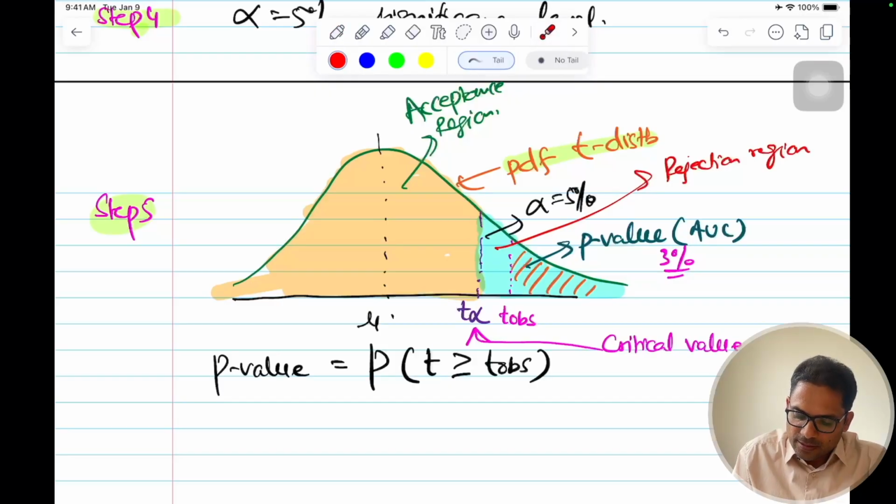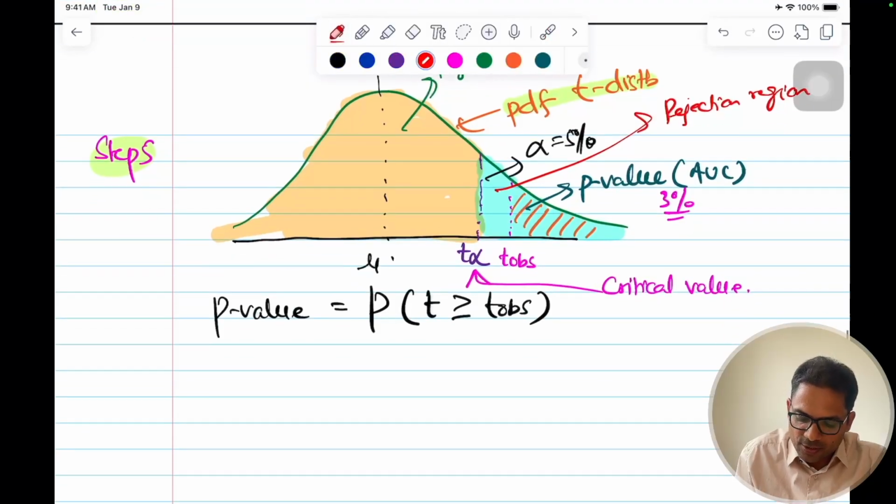Means if my T observed goes beyond T alpha, then I'll reject it. If it is less than T alpha, I'll accept it. And this T alpha, the area of the curve beyond which it is 5%, that is my critical value, and the P value is the area under the curve beyond my T observed. I hope this is clear now.